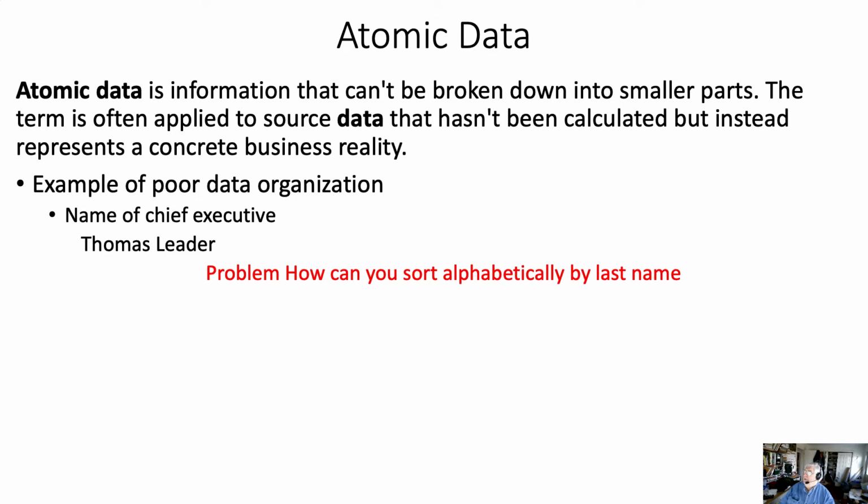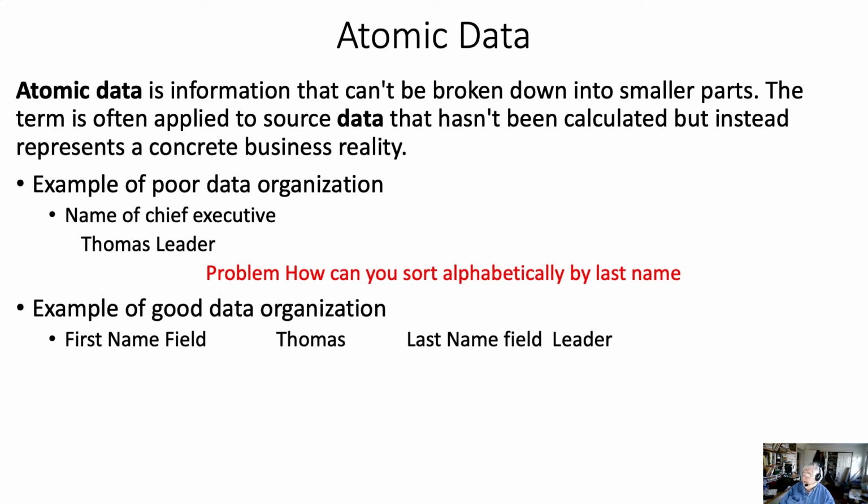For example, an example of poor data organization is to have name of chief executive Tom Leader. The problem is you can't sort on leader because you don't have any easy way to find it. An example of good organization would be to have first name field Thomas, last name field Leader.